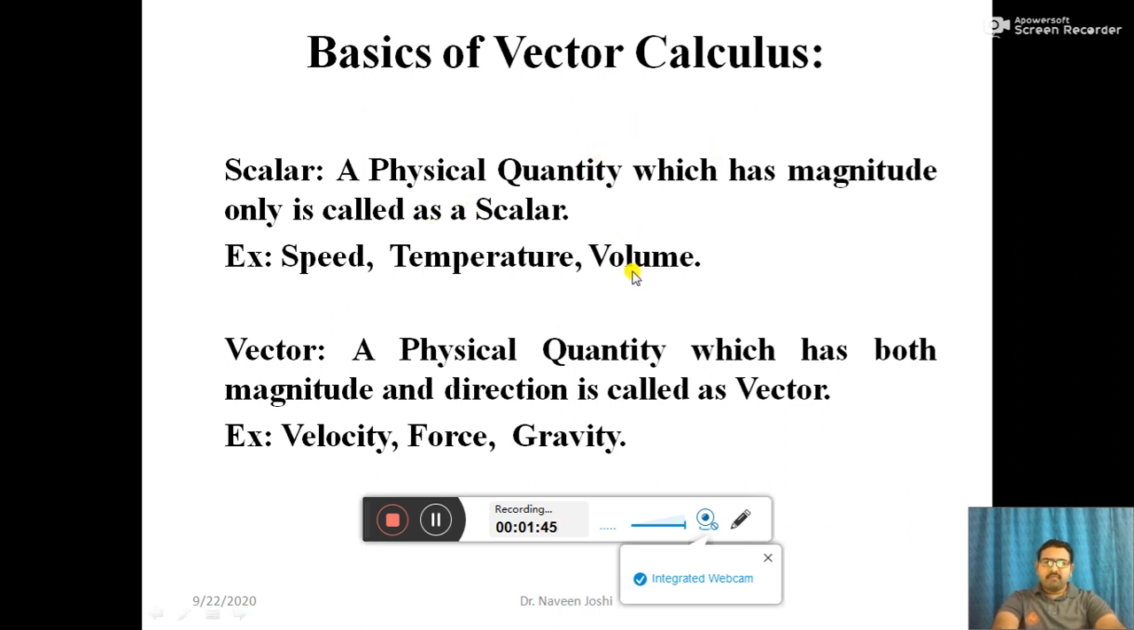Similarly, if you take volume as an example, we usually measure volume in terms of liters, right? So 2 liters, 3 liters, like that. So it indicates some number. Then let's see the vector definition.